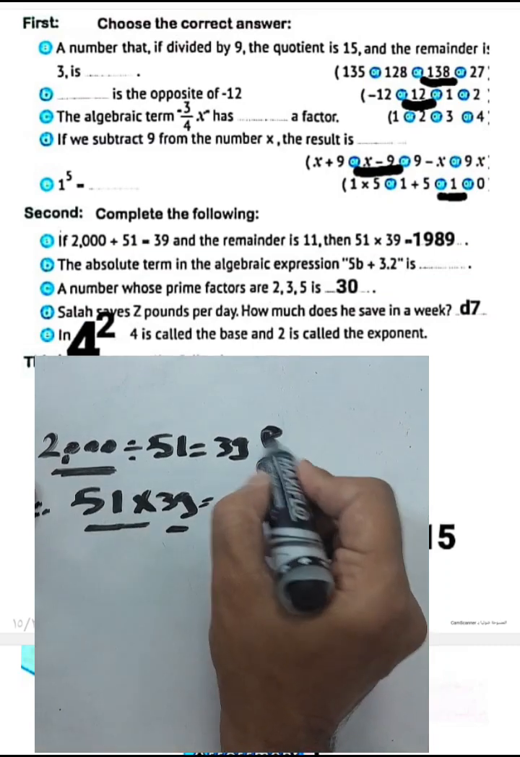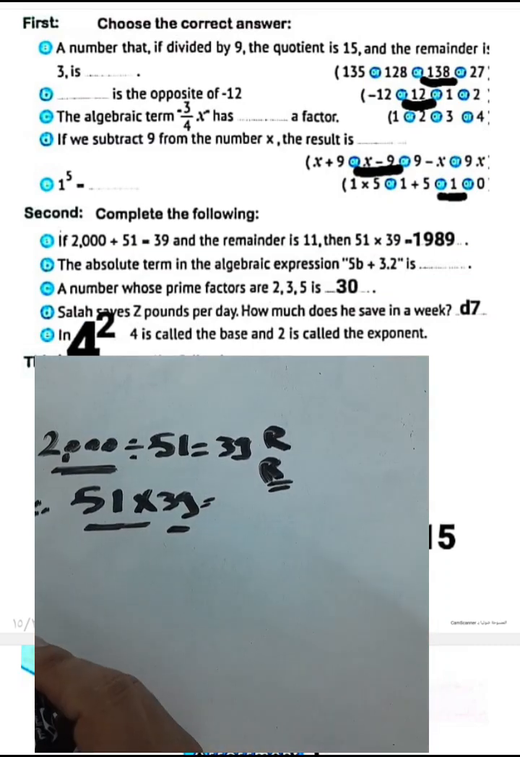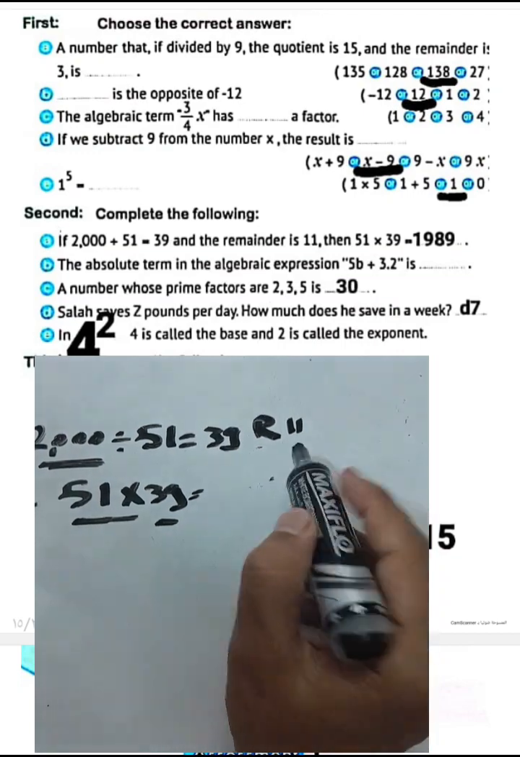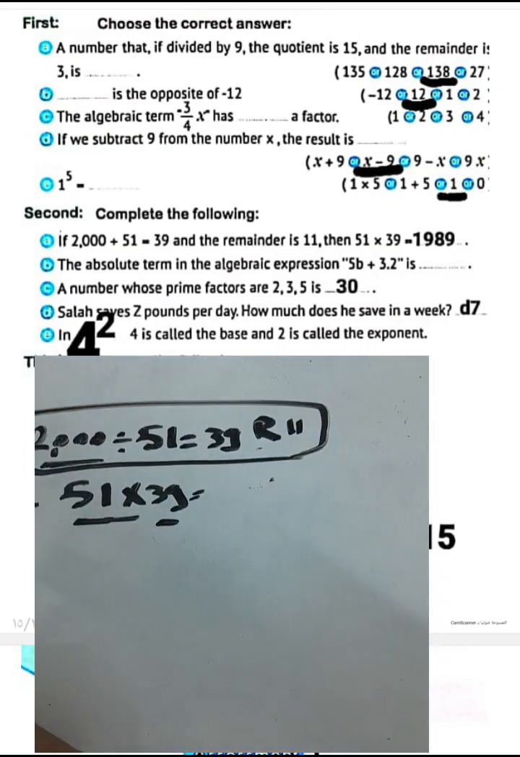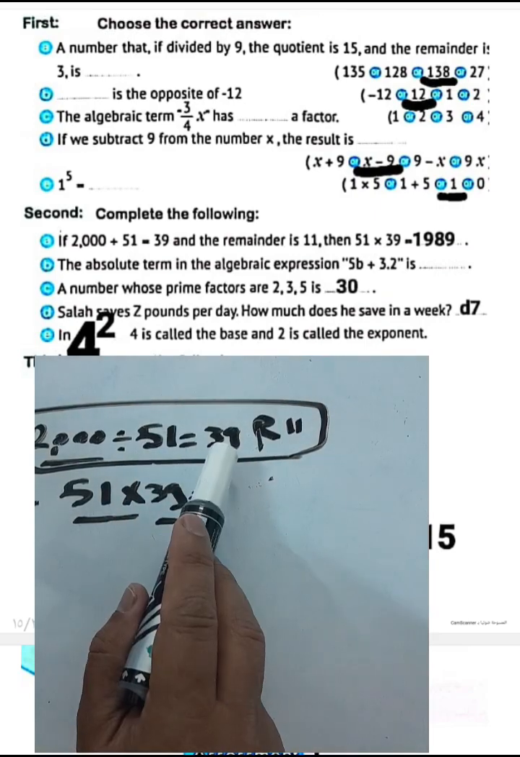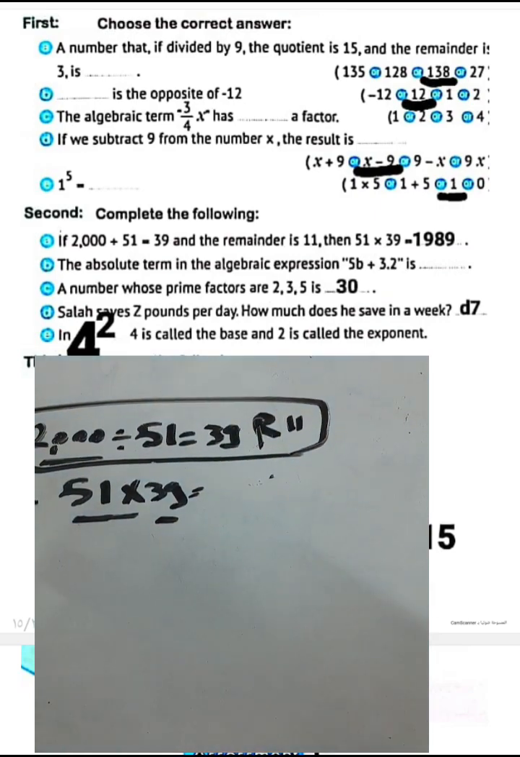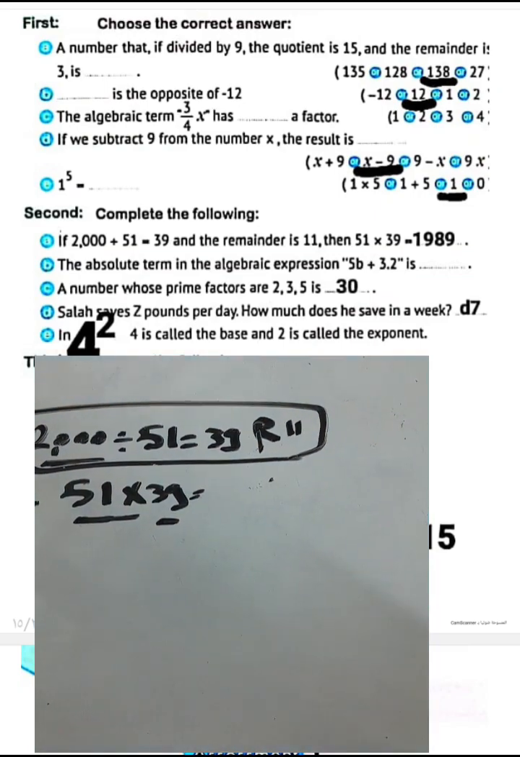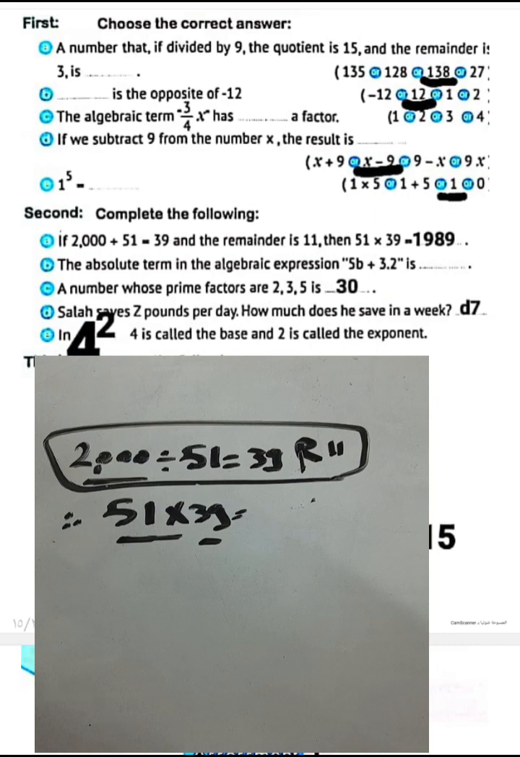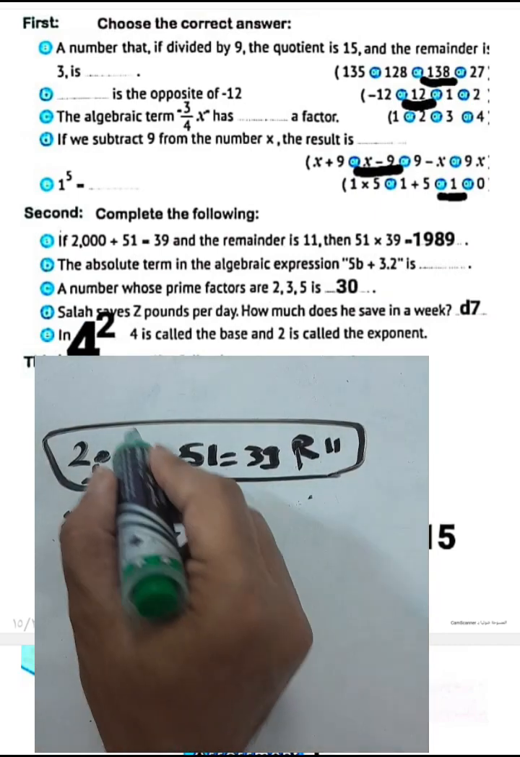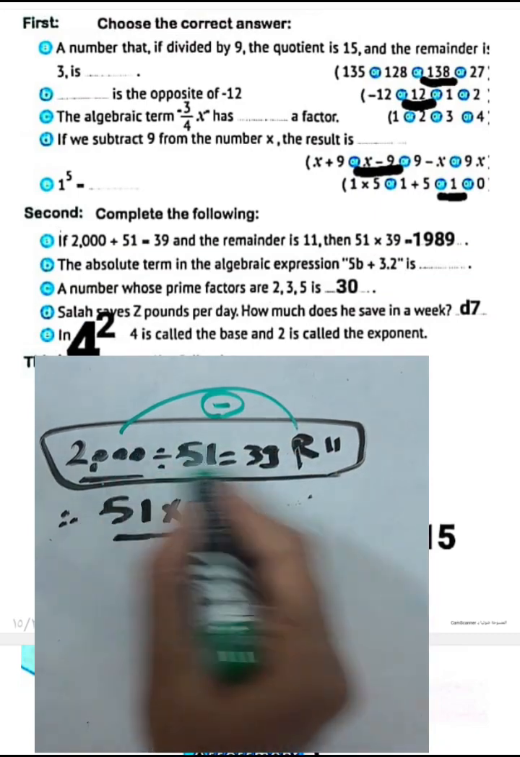Again, 2000 divided by 51 equals 39 and the remainder is 11. Then 51 times 39 will be what? It will be 2000 subtracted by 11. Understood? We can find the multiplication between 51 and 39, or find the difference between 2000 and the remainder.